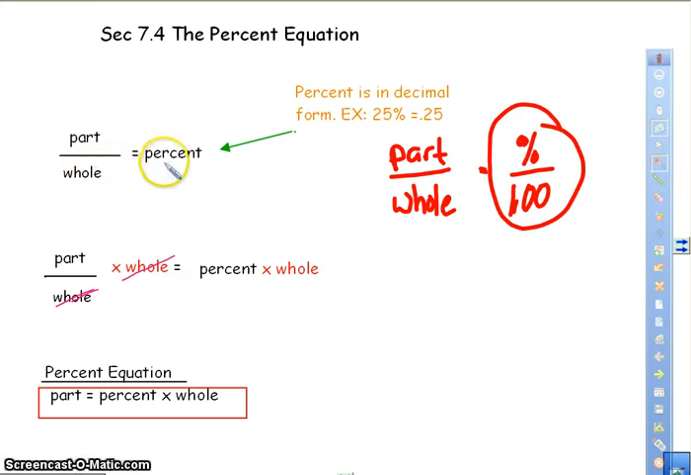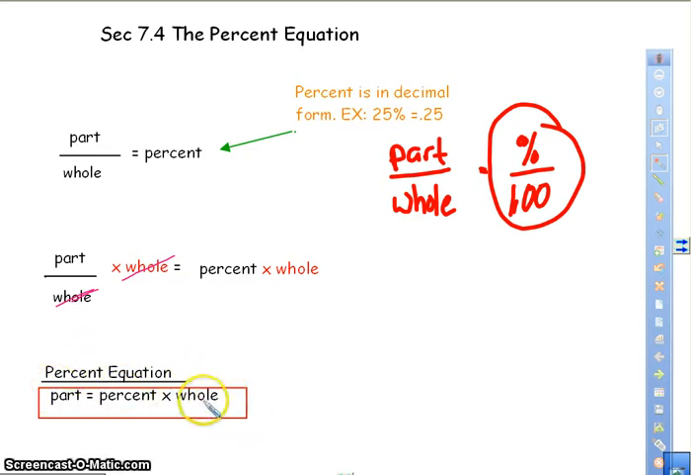Okay, so to get the percent equation, you multiply both sides by the whole. And we know if you do the same thing to both sides that it keeps it equal. And when I multiply by whole on both sides, I can cancel out the whole here. So you end up with part equaling percent times the whole. Okay, this is your percent equation. So part equals percent times whole.